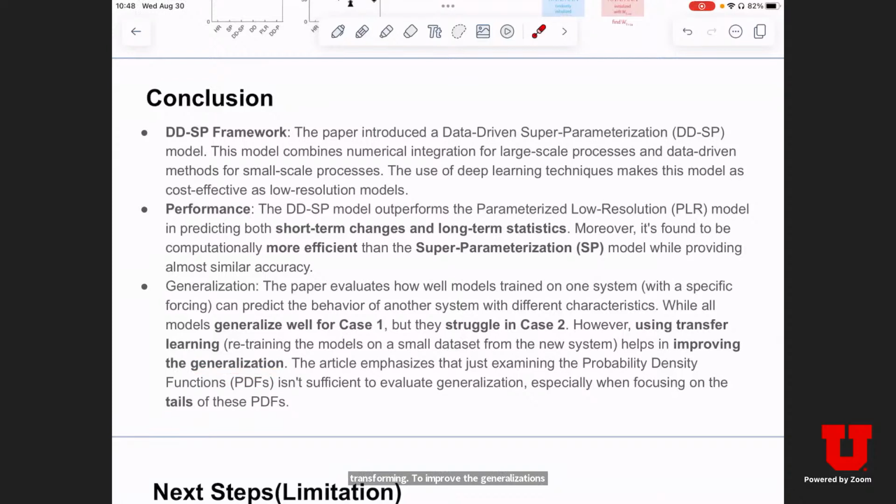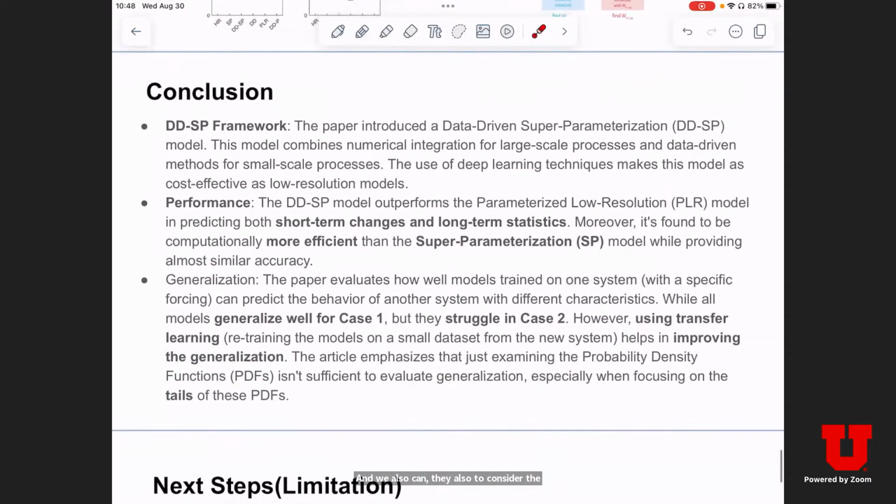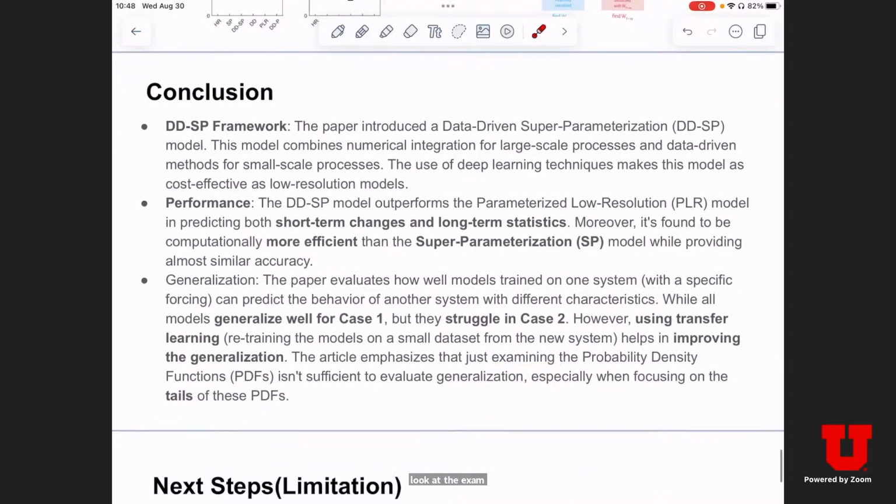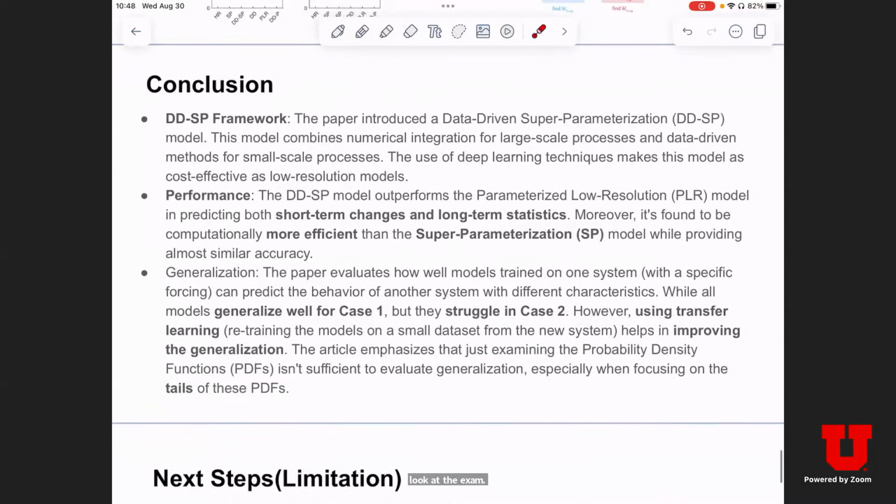They also consider the PDF when they examine the results. They say it's not sufficient to only look at the PDF, especially when they need to focus on the tails.